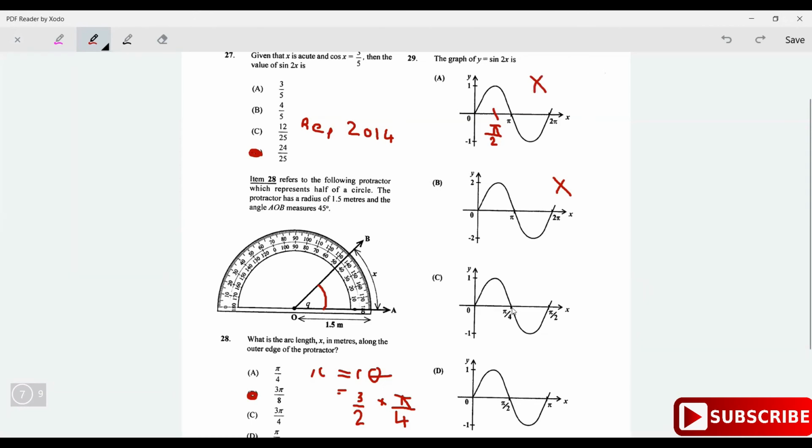Let's go to this one. When you plug in pi by 4, you're going to get 2 times pi by 4 is pi by 2, and the sine of pi by 2 is 1. So this one is out as well. And so it has to just be option D. Easy.